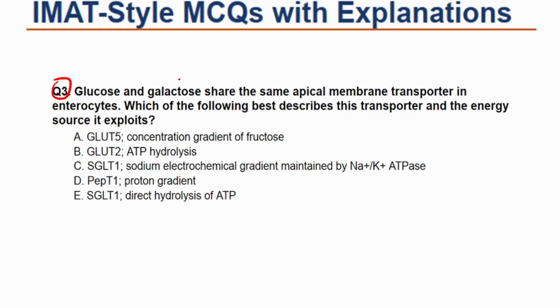Question 3 reads, glucose and galactose share the same apical membrane transporter in enterocytes. Which of the following best describes this transporter and the energy source it exploits? The options are GLUT5, GLUT2, SGLT1, PEPT1, SGLT1, and option A reads concentration gradient, B reads ATP hydrolysis, C reads sodium electrochemical gradient, D has proton gradient, and E reads direct hydrolysis of ATP.